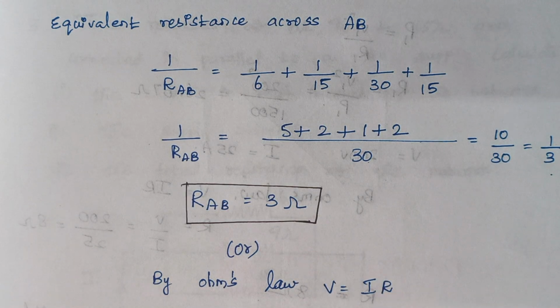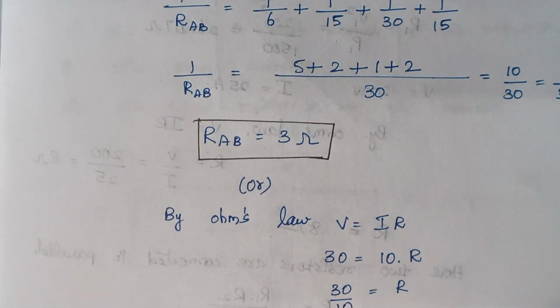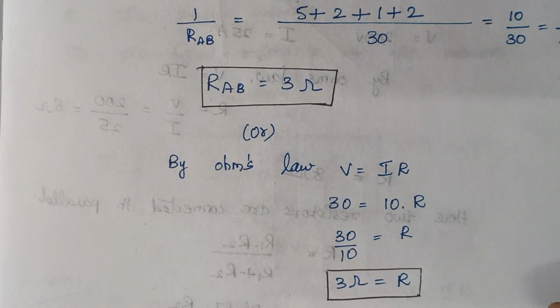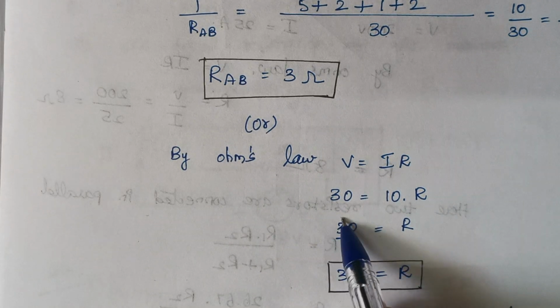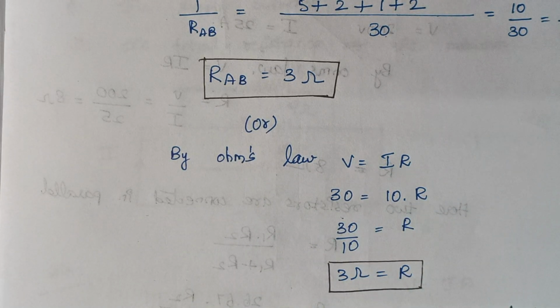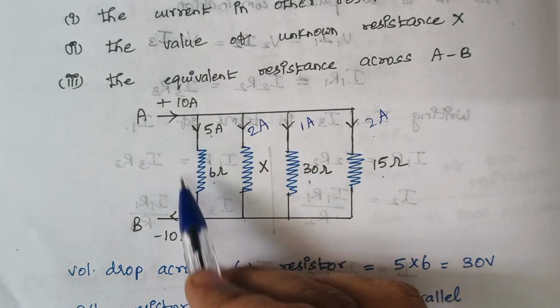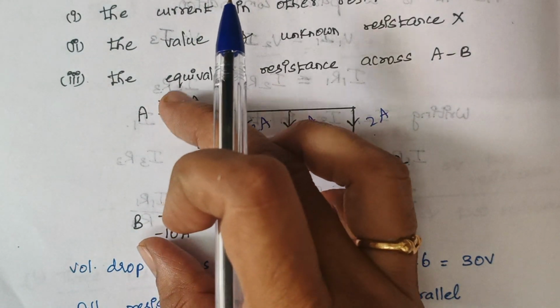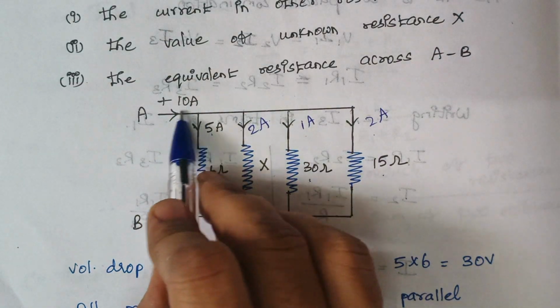Or there is another method by which we can calculate the resistance. It is so simple. By Ohm's law, V is equal to IR, right? We know the total voltage as 30 volt and we know the total current as 10 amps. You see here the total voltage is 6 into 5, 30 volt here. And the current is 10 amps.